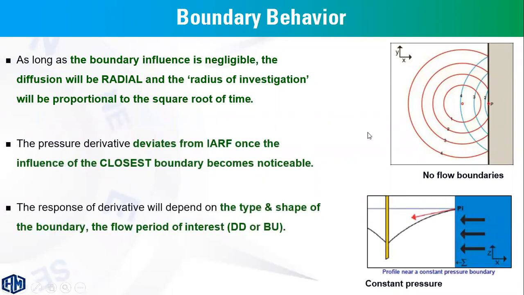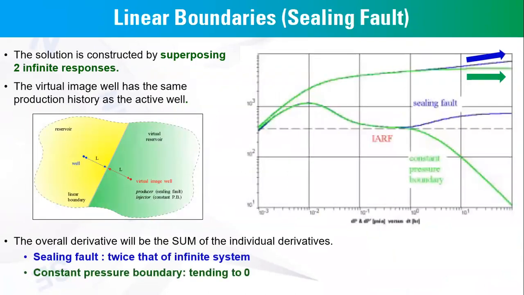So the boundary is highlighted by introducing, for example, additional radial flow from the boundary, which means we have additional pressure drop due to an image well at equal distance from the boundary. Similarly, if we have a single sealing fault, as you can see, this is the tested well, and this is the sealing boundary. This model is simulated by assuming we have a virtual or image well at equal distance L from the boundary. So the solution will be defined by superimposing the two infinite acting responses.